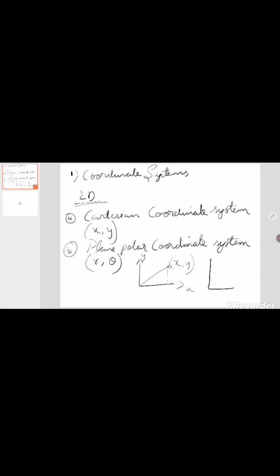But in the plane polar coordinate system, this is the x-axis and this is the y-axis. Suppose this is the position of a particle. Its coordinates are written as r and theta, where r is the radial distance and theta is the angle measured from the x-axis. This is theta. So here there is a particle. From this picture of the plane polar coordinate system, we can write r as the square root of x square plus y square, and theta as tan inverse of y by x.